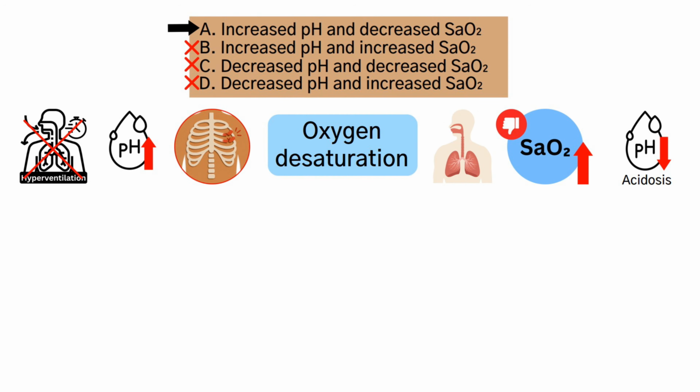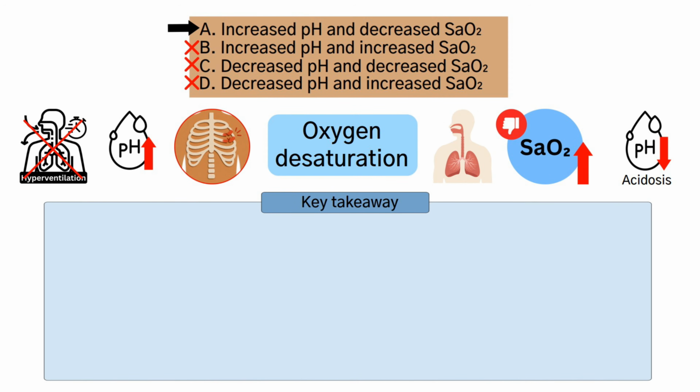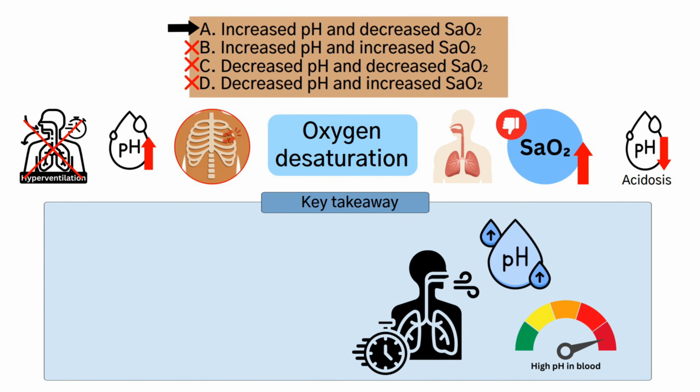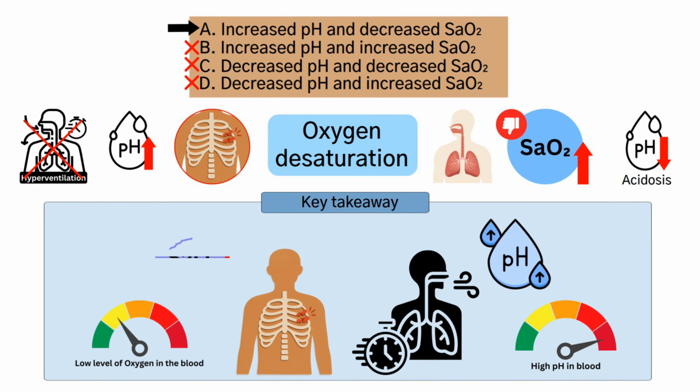the patient's hyperventilation. The key takeaway here is straightforward. When a patient is hyperventilating, you should expect respiratory alkalosis reflected by an elevated pH. When a patient has a flail chest, you should expect hypoxemia reflected by a decreased SaO₂. The correct answer is A. Increased pH and decreased SaO₂.